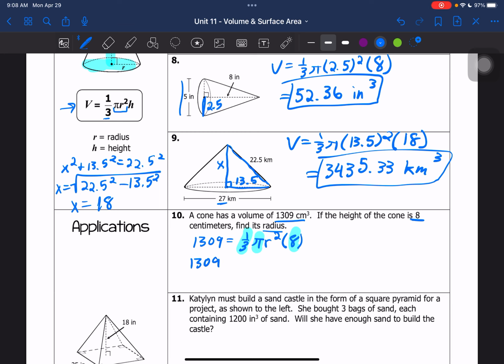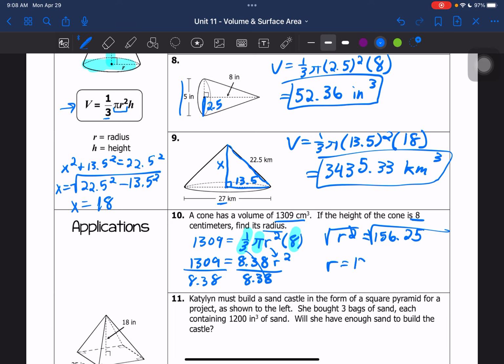So 1309 is equal to 8.38, and then we need to remember to bring down the r squared. So the 8.38 and the r squared are being multiplied because they're right next to each other. So to undo that, we would have to divide by 8.38 on both sides. So r squared is equal to 156.25, and then to solve for r, we would just take the square root of that. So r is equal to the square root of 156.25, which is 12.5, and then this is centimeters.